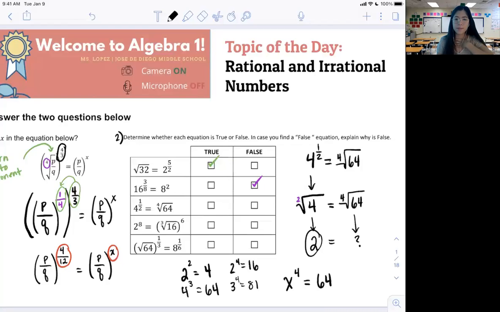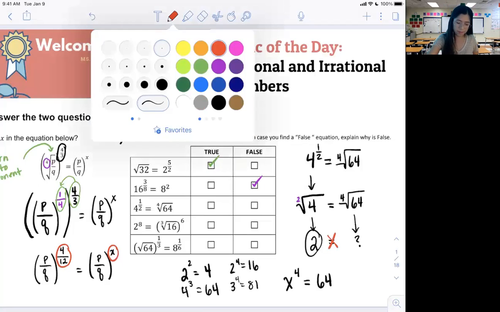So are these going to match? No. They are not going to match because it's not 2. We've determined that it's not 2. So these do not match. This one is also false.